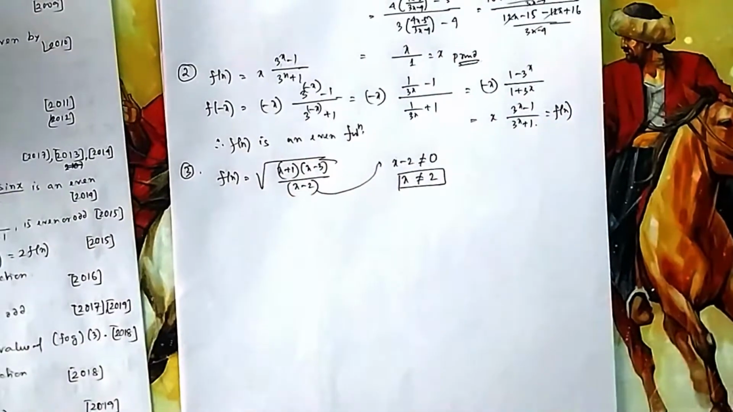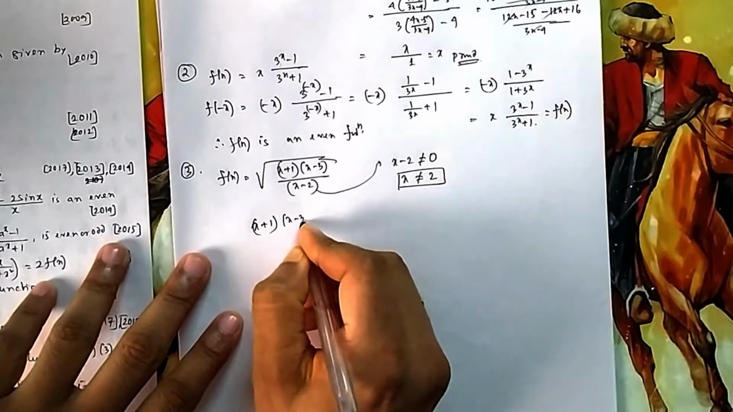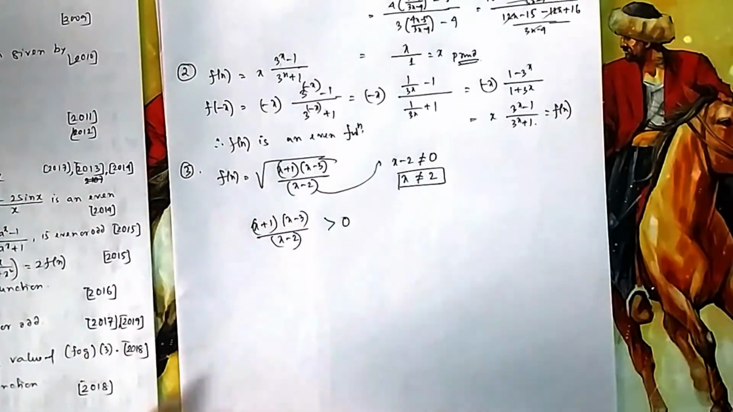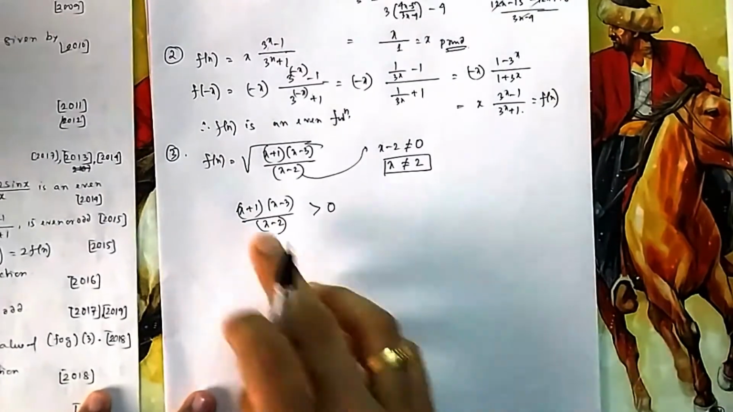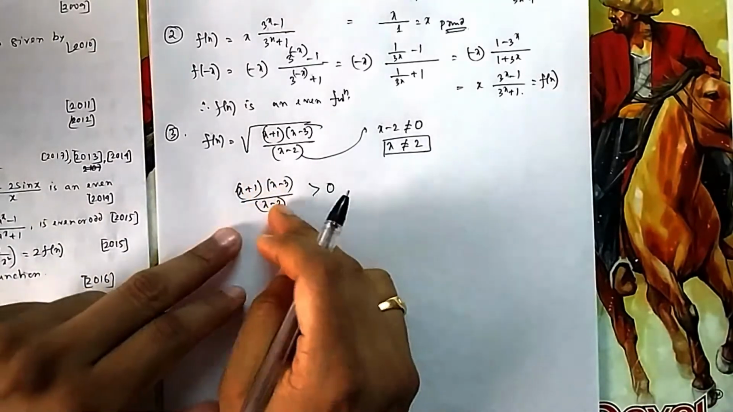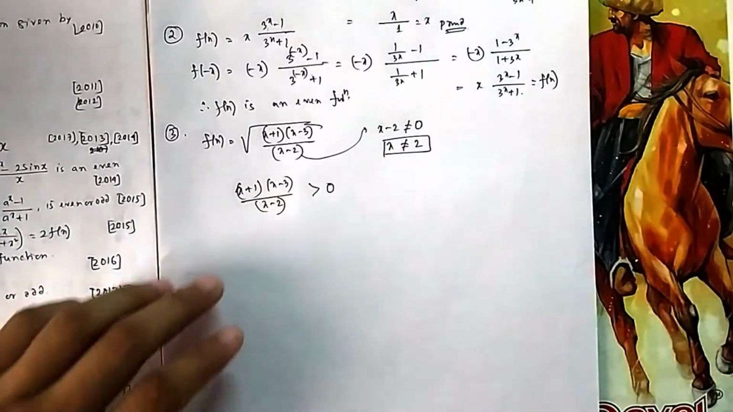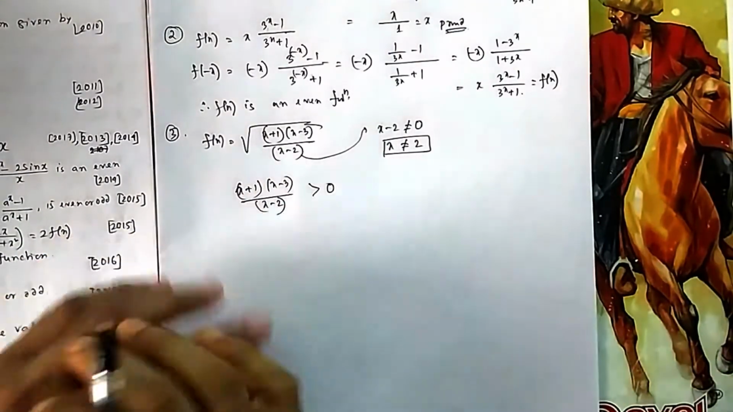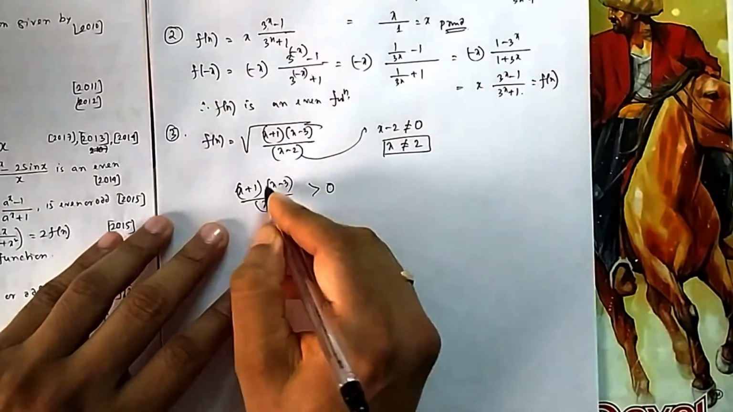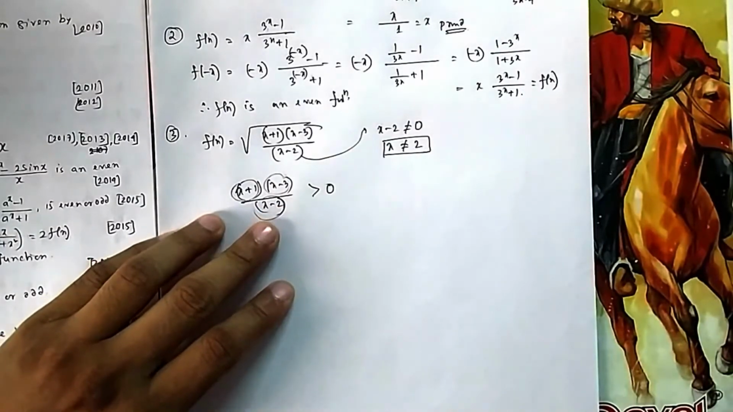So what other things can I not put? Inside the root you cannot put a negative value, so this entire thing should be greater than or equal to 0. I have explained this in location of roots of quadratic equation, how to check whether an inequality is greater than 0 or less than 0. You can check those videos in the quadratic equation section, I think in the intermediate level. So how to do this? These are all linear polynomials, and I have discussed this only for linear polynomials.